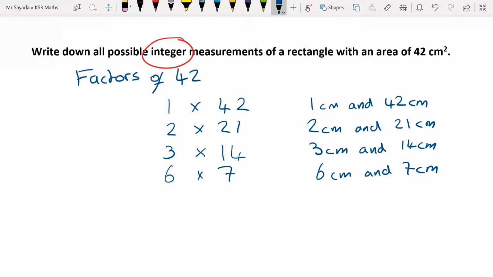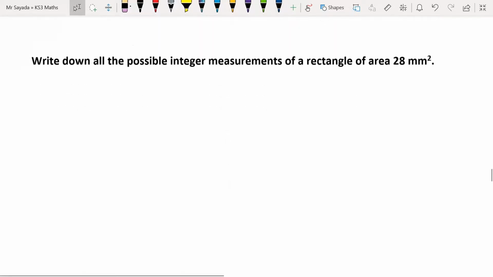We're going to do one of these together now. So this question, pause the video to read the question. Press play once you're ready. So how do we do this? How do we find all the possible integer measurements which make an area of 28 millimeters squared? Say your answer to the video now. You should have said that we need to find all the factor pairs. So let's do that together.